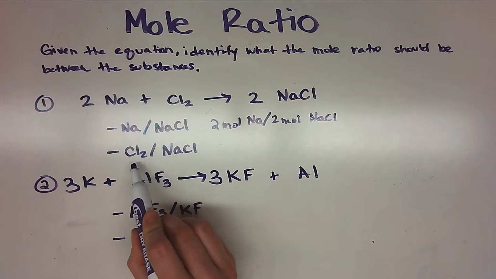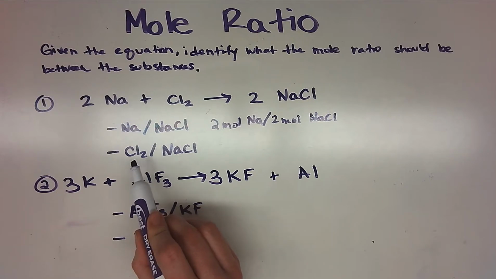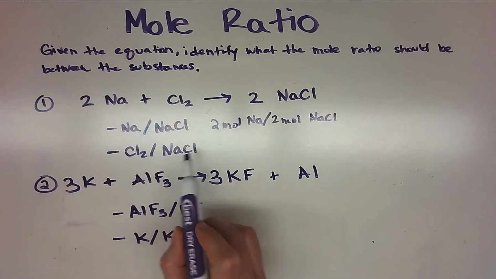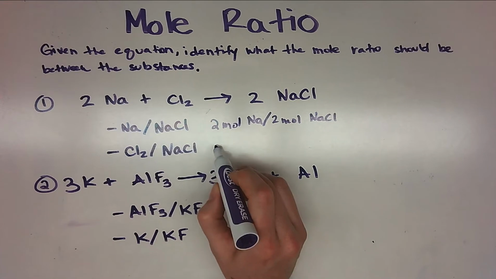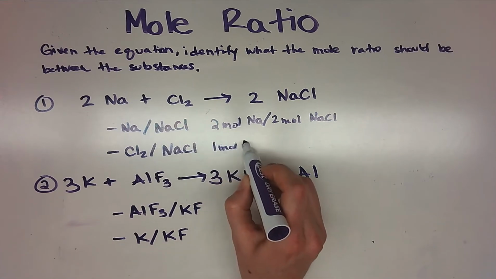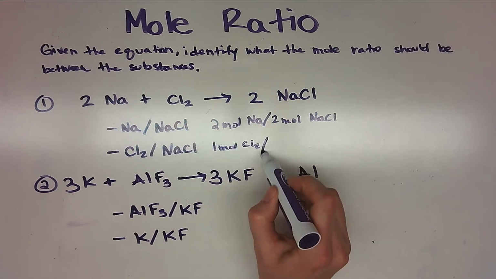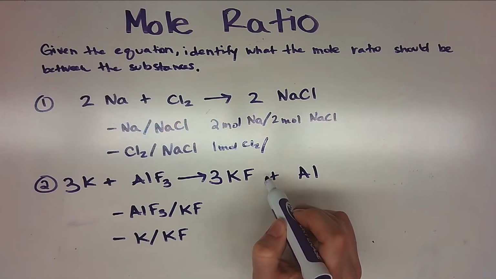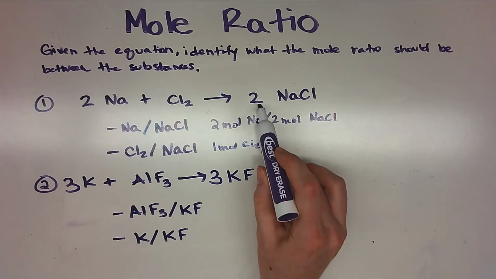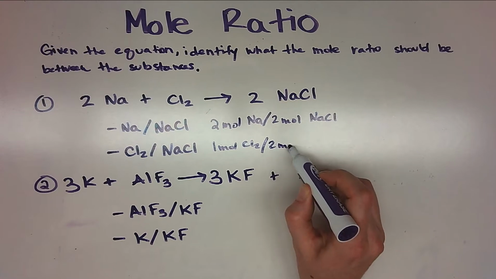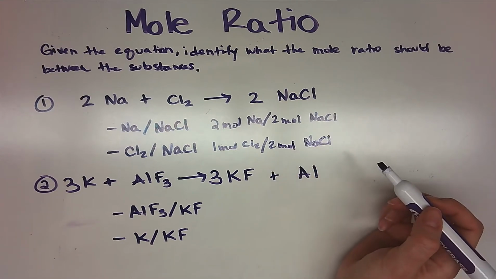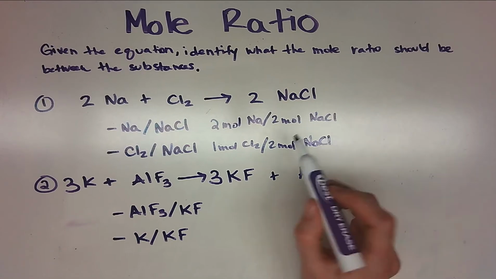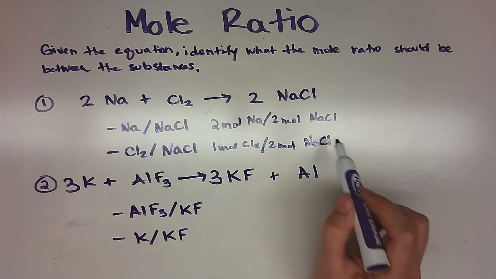For the second one, we're asked what's the mole ratio between chlorine, the reactant, and the sodium chloride compound that is produced. All right, so there are 1 mole of chlorine reacting with sodium to yield or produce 2 mole of sodium chloride.